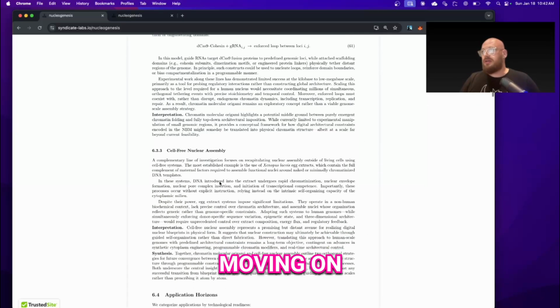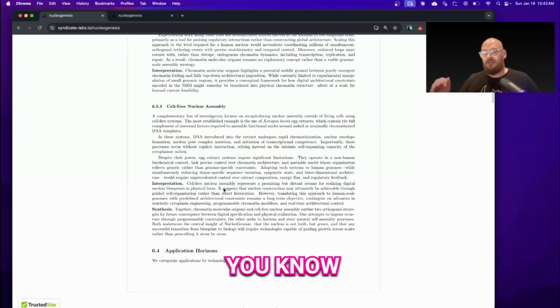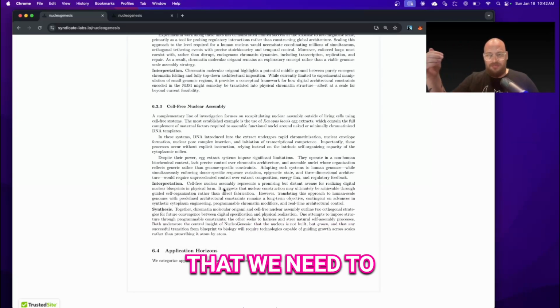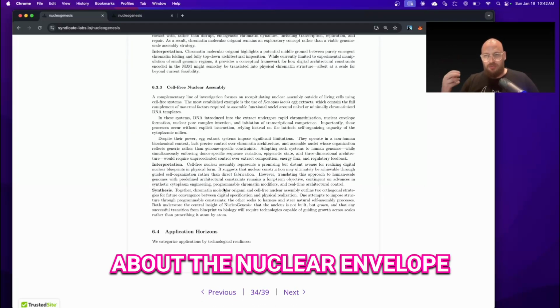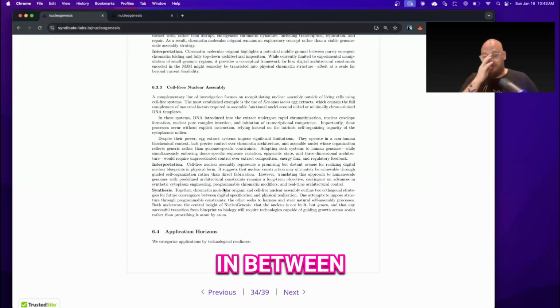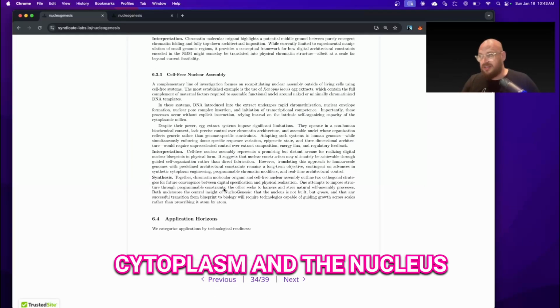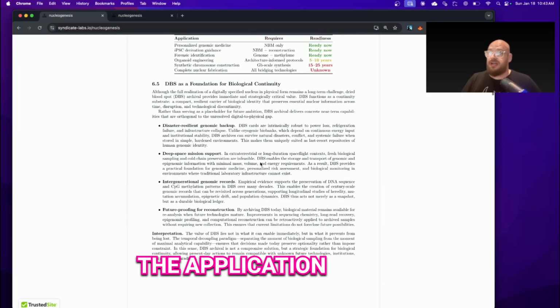Okay, moving on, it's really just highlighting this graphic of the cell-free nuclear assembly that they would need to have worked out. And then you're talking about the nuclear envelope and in between, meaning the transport mechanisms between the cytoplasm and the nucleus. Okay, but here's what I wanted to get to for this video, which was the application horizon.